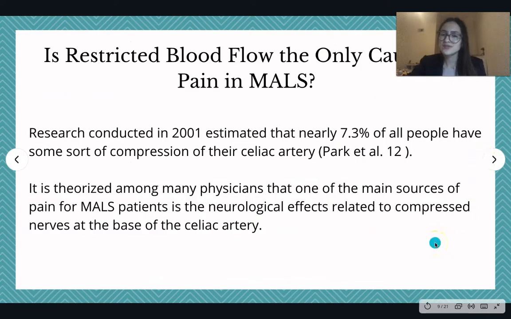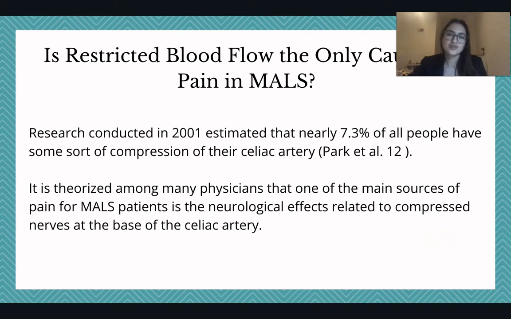But is restricted blood flow the only cause of pain in MALS? I mean, if we take a look at a research paper that was published in 2001, we can see that an estimated 7.3% of all people have some sort of compression of the celiac artery. Now this makes you think, why aren't there more people reporting symptoms? This is where a secondary treatment option comes into play.